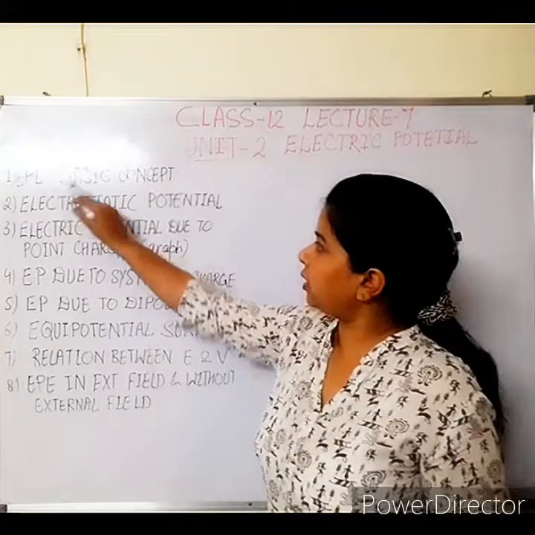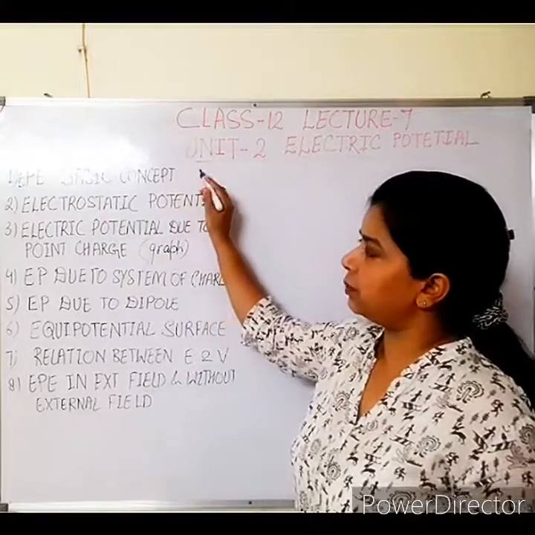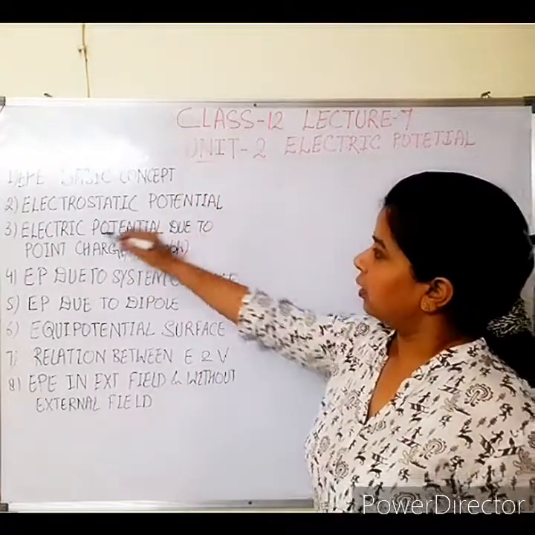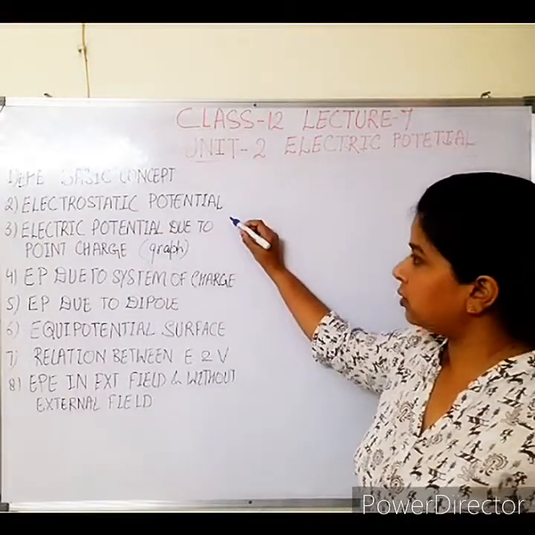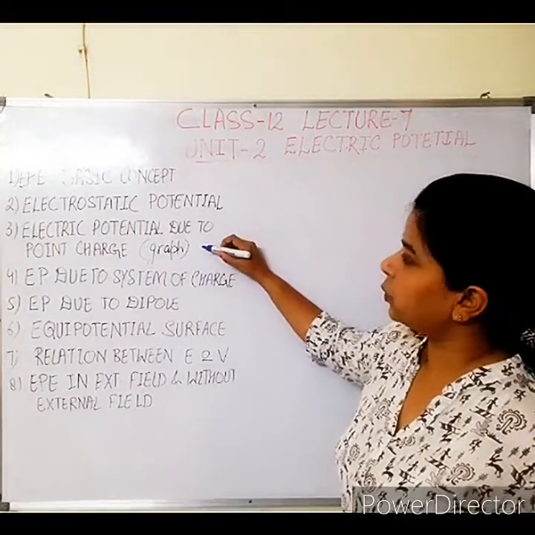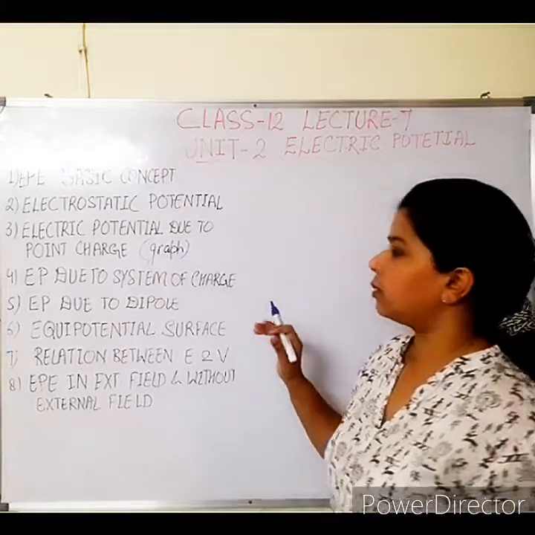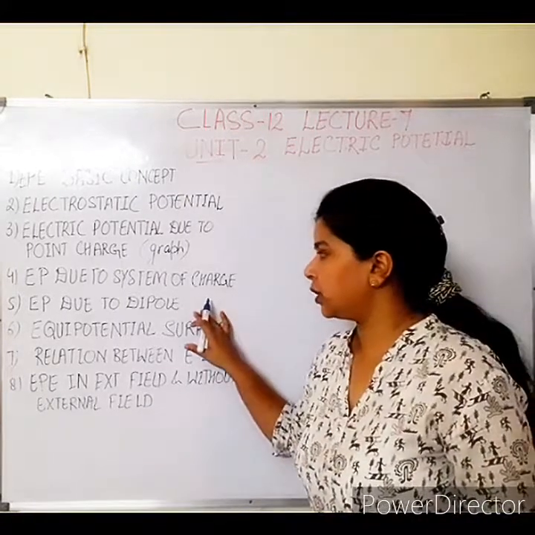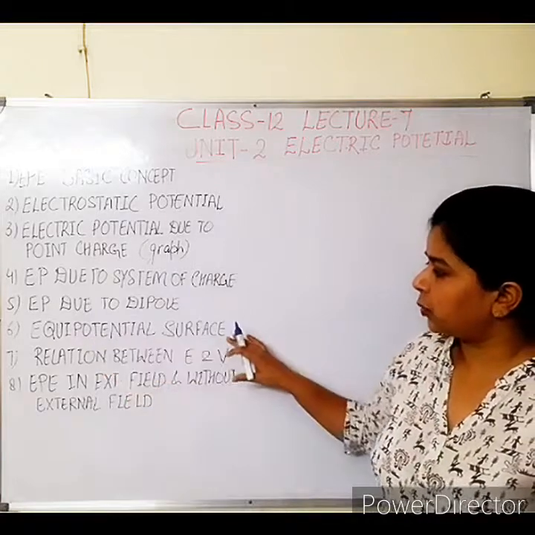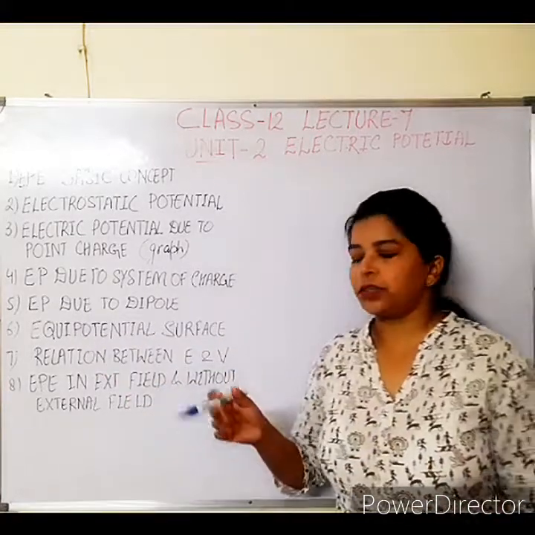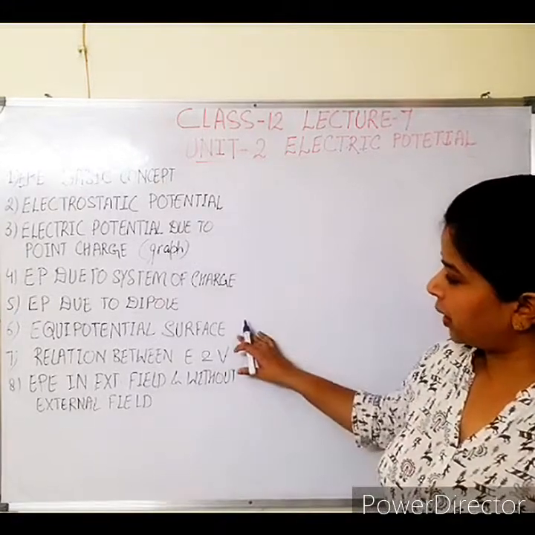First point, EPE basic concept, means electric potential energy basic concept. You can note it down one by one, the cover up topic. Second is electrostatic potential introduction. Afterward, third one is electric potential due to point charge. Next we will discuss electric potential due to system of charges, then electric potential due to dipole, then equipotential surface. Equipotential surface is a new type of concept here which you will apply later on.